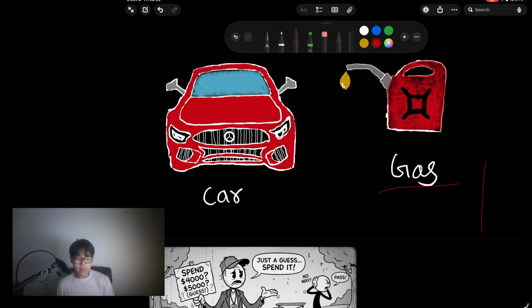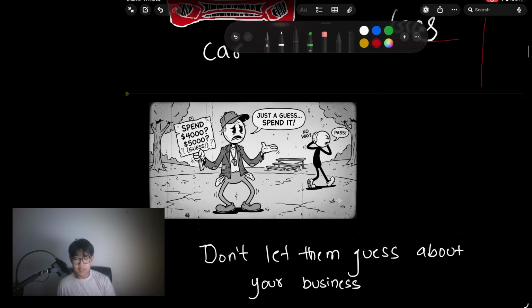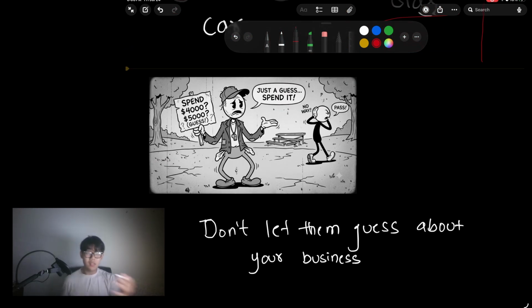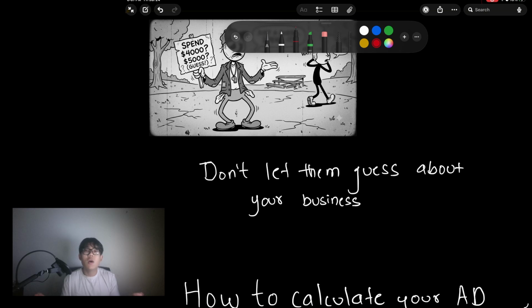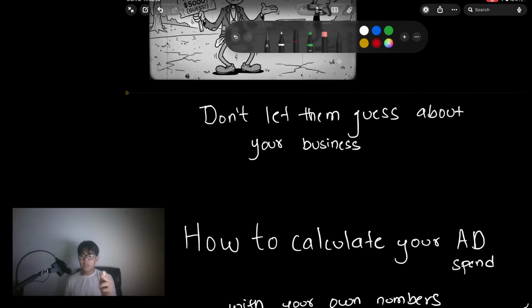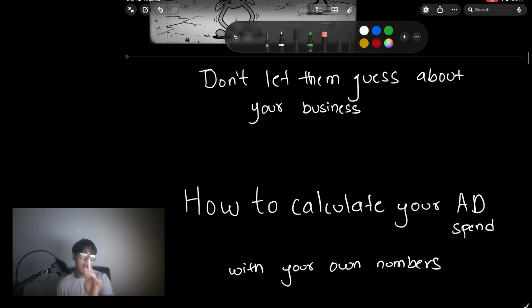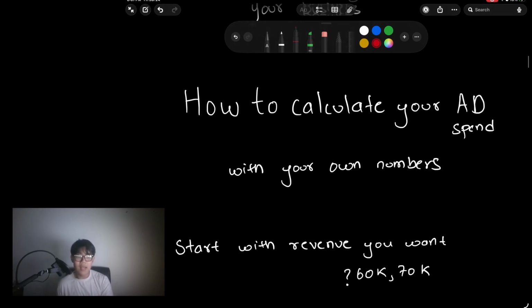And if there's anyone, like a broke coach, that says, "Oh, you can earn like 4K, 5K," then they're just guessing your business. They don't know about your business operations, how you perform, right? So you don't let them guess about your business. Be smart about it, calculate it on your own. And now I'm going to show you how to calculate your ad spend with your own numbers, not fabricated, not made up. It's your own numbers, right?